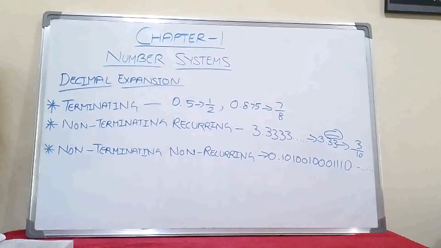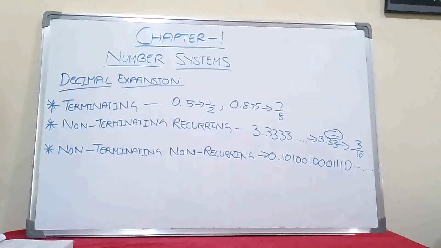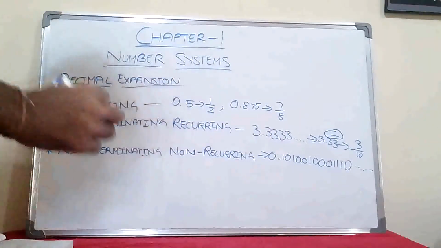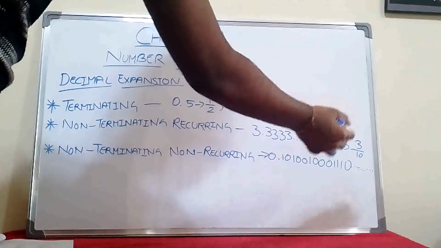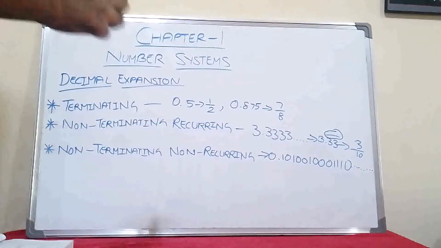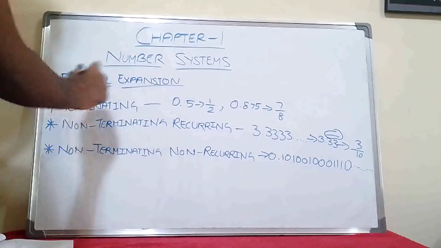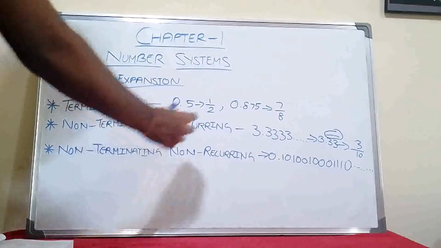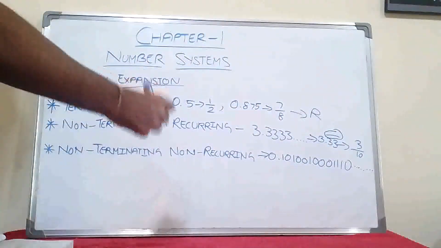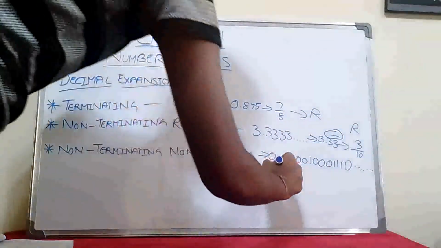Next, the last decimal expansion is non-terminating non-recurring. This decimal expansion does not stop and also does not repeat itself, such as 0.100100. It can be any number, and this is an irrational number. We cannot convert this into a p by q form. So a terminating decimal is a rational number. Non-terminating recurring is also rational, but non-terminating non-recurring is an irrational number.